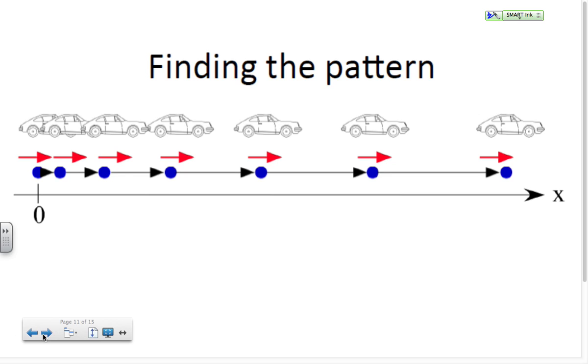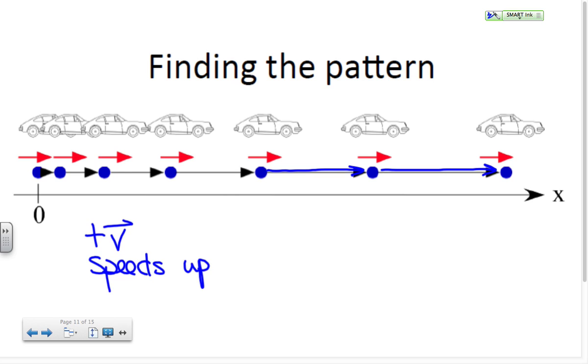So in this case, we can tell clearly that I have a positive velocity because my blue, my bottom arrows down here are going in a positive direction. I can also tell that I'm speeding up because clearly they get bigger and bigger and bigger. The other thing I can notice by looking at it is that I also have a positive acceleration.